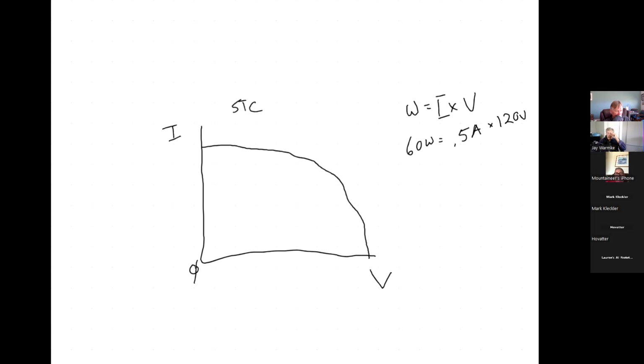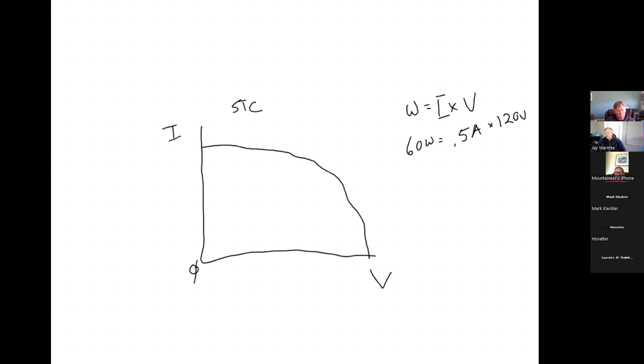And if you recall from the thing, STC, there are essentially 3 different conditions that have to be met at STC. One is 1,000 watts per square meter of irradiance, right? So hopefully everyone's nodding about that. Then there's 25 degrees Celsius for temperature, and then 1.5 atmospheres, or the sunlight is coming through about 1.5 atmospheres.